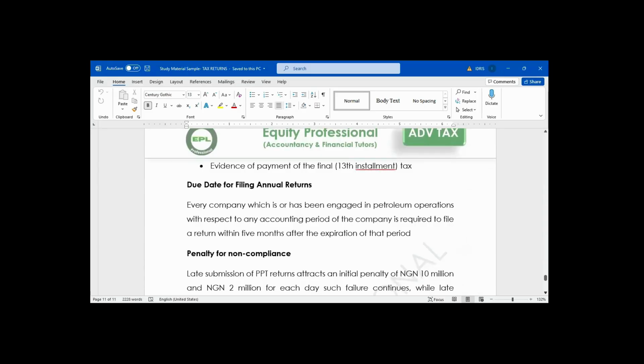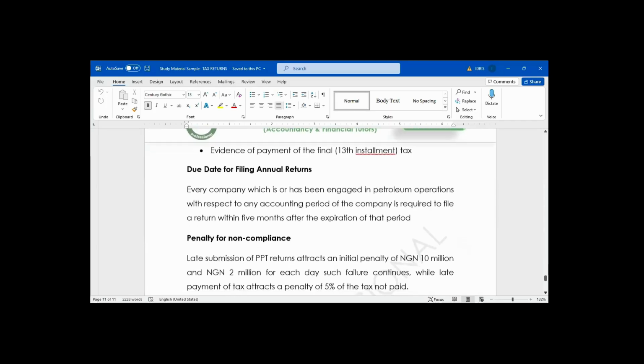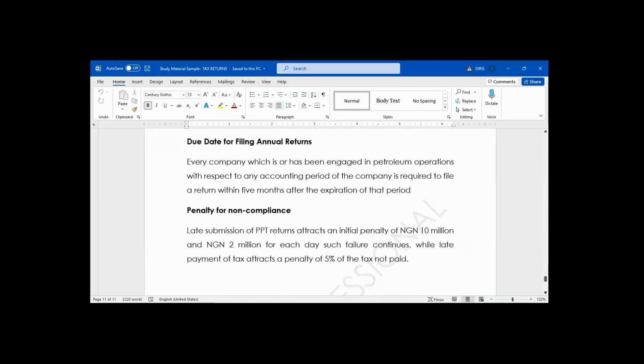Now, what is the penalty for not filing annual tax return? If a petroleum company fails to file annual tax return, they will pay a penalty of 10 million naira in the first instance and 2 million naira for each day in which the failure continues.